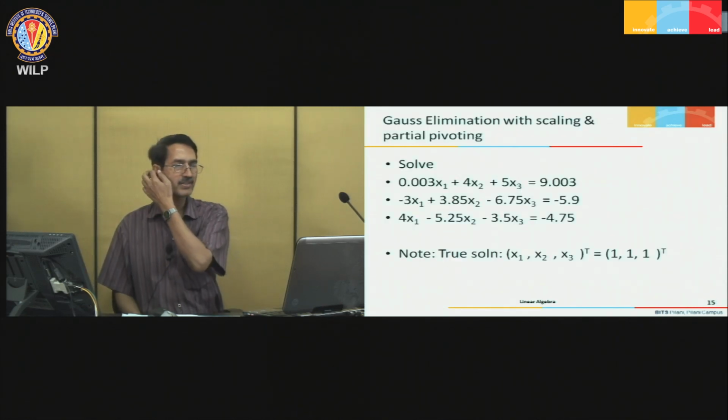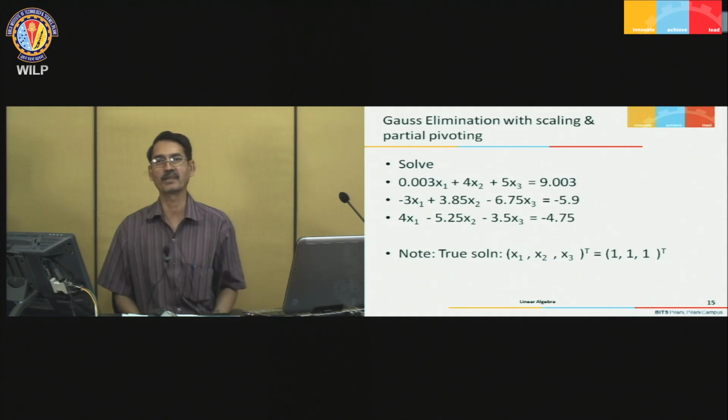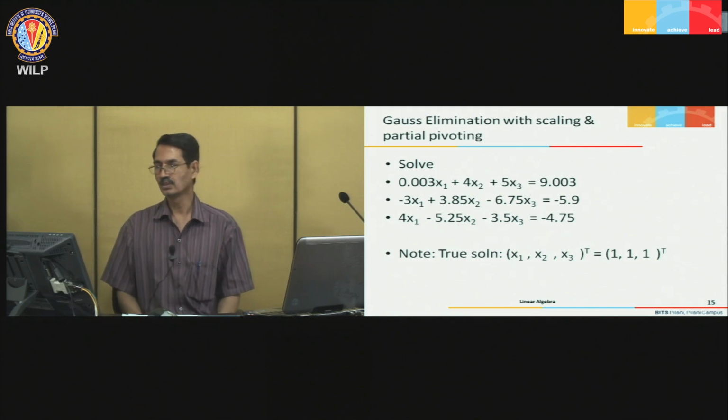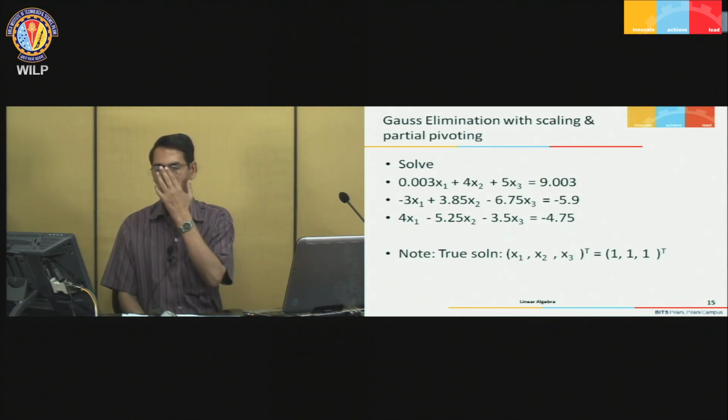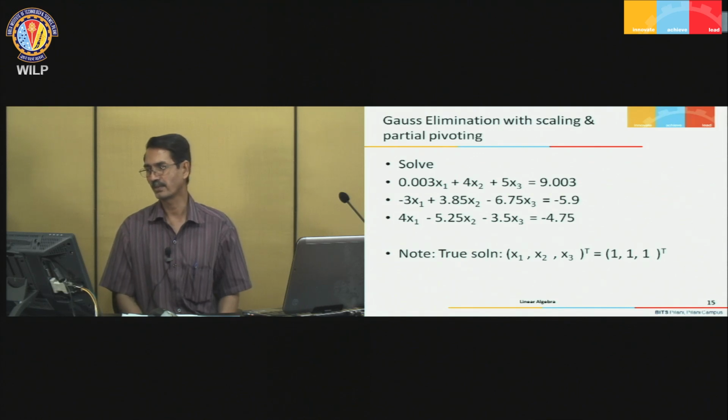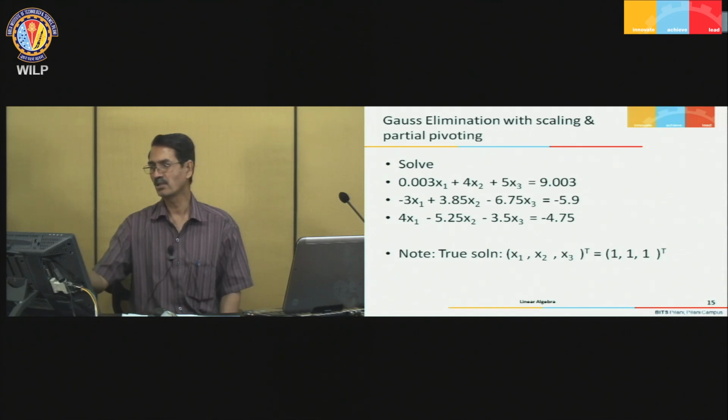Let us see Gauss elimination with scaling and with partial pivoting. The meaning of scaling now I am going to explain. Now, suppose these again 3 equations, 3 unknowns are given on the slide, and we want to solve this system of equations. We want to find the value of x1, x2, x3. Although you can check that x1 is equal to 1, x2 is equal to 1 and x3 is equal to 1 is the exact solution. If you substitute these values, we are going to see that LHS is equal to RHS for all the 3 equations.